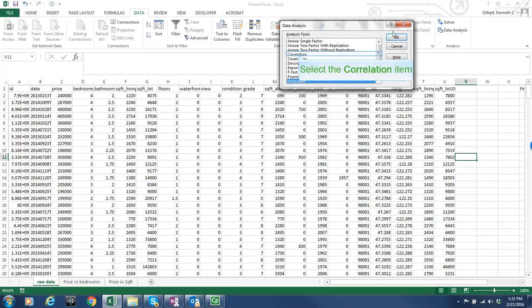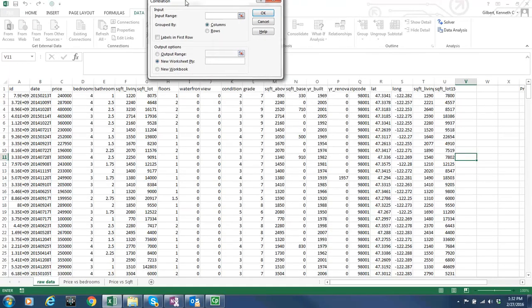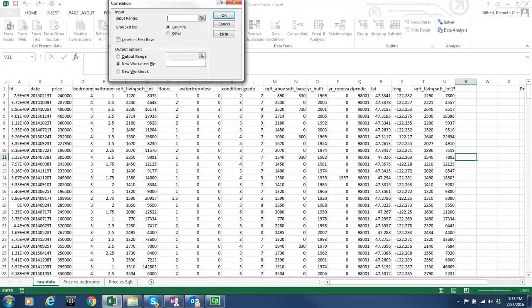So what I'm going to do is, again, go to my Data tab and go to Data Analysis. And the choice that I'm going to pick this time is called Correlation. And I want to give it an input range. Now, I want to find the correlation coefficient between price and the number of bedrooms, and price and the square feet and the number of bathrooms and all of these things.